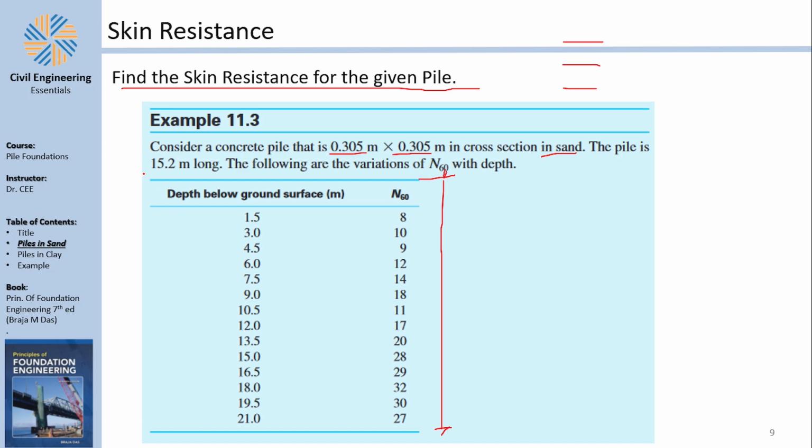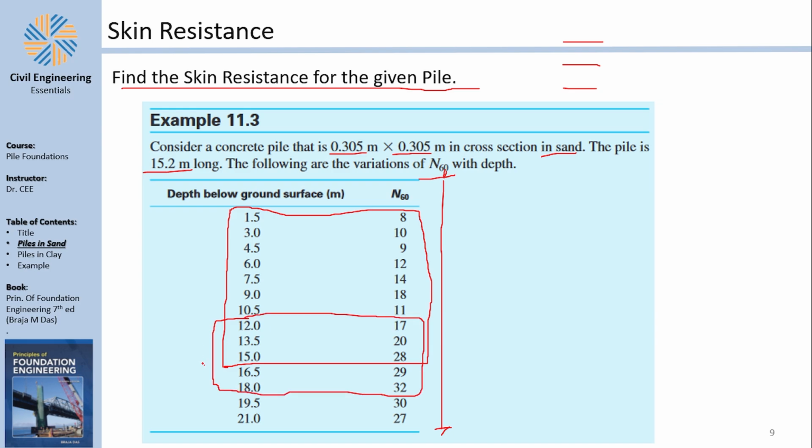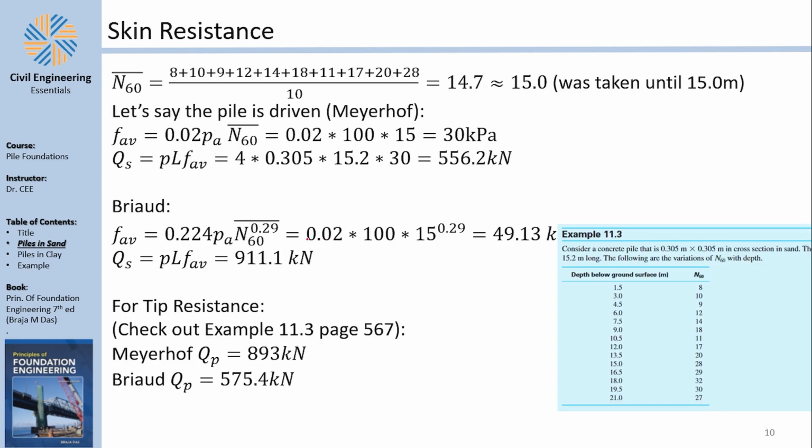Now, since our pile is 15.2 meters long, you would need to take all those SPT tests if you want to estimate the skin friction resistance. If you want to estimate the tip bearing capacity, you would need, I don't know exactly how much, but I think you would need those values or something, maybe those. So like 10 diameters on top and 4 diameters on bottom. Not sure, but I just estimated something very quickly. So let's take a look at how he solves it.